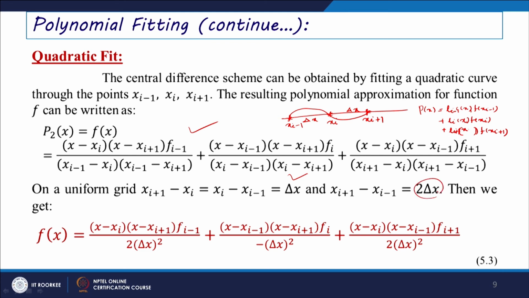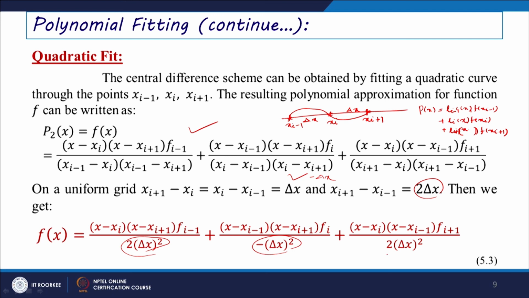So, if you write it in complete form, xi-1 minus xi can be given as minus del x, and xi-1 minus xi+1 will give you minus 2 delta x. Combinedly, it will give you 2 delta x square. Similarly, this will give you minus delta x square, since xi minus xi-1 is delta x, but xi minus xi+1 gives you minus delta x, so this gives minus delta x whole square.